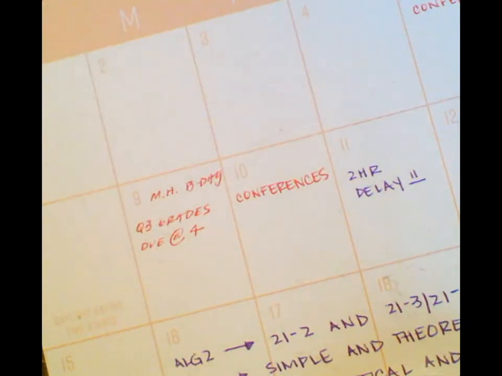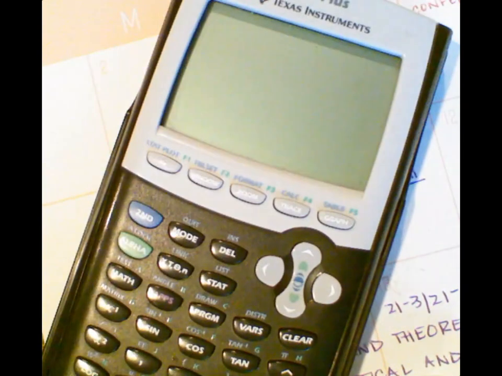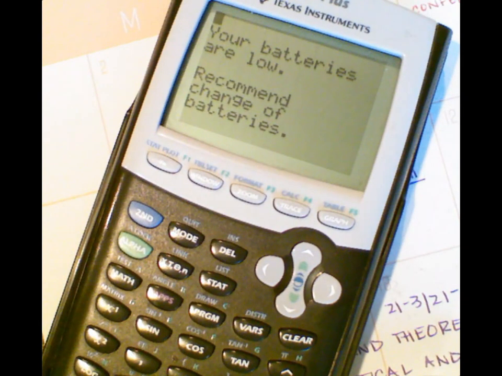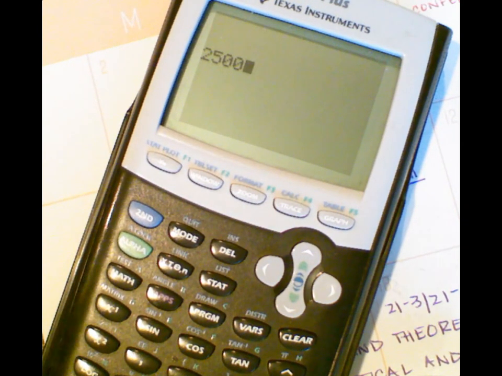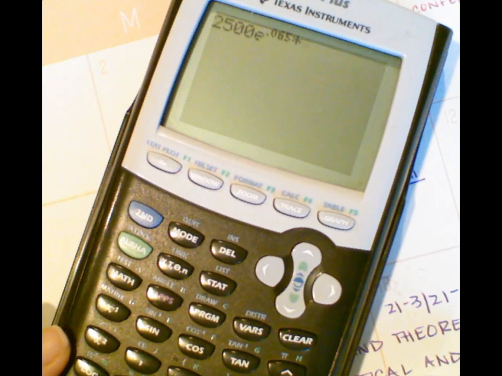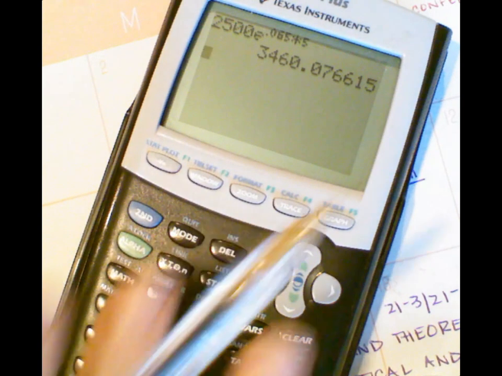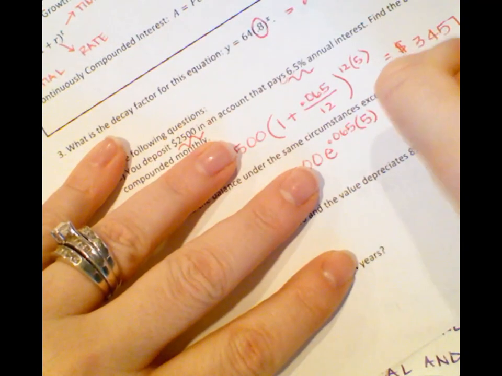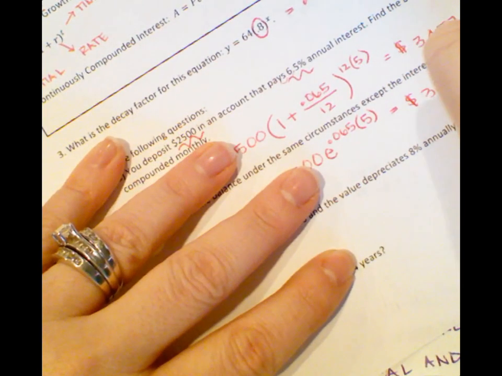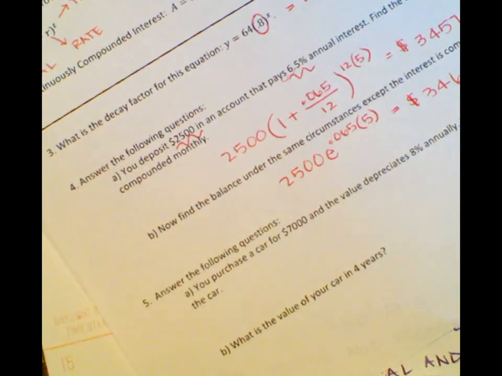So I'm just going to switch over using my calculator. All right, so we're going to put 2,500. Remember, E is in there. It is second ln, and then 0.065 times 5. So that's what we get right there. Okay, so let me just switch over here. And again, it's in money, 3,460.08.